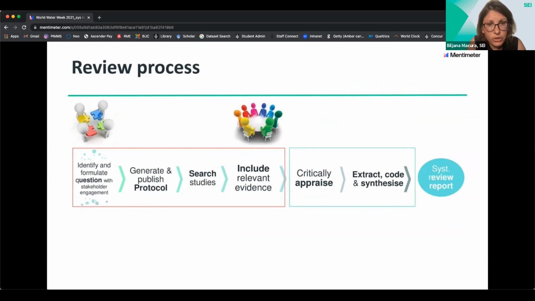In this review, we will be presenting preliminary findings of the mapping of the studies and a general overview of the studies that we are including in this review. However, the findings that will include assessment of the study validity and the synthesis of the findings will be available later this year. Next slide, please.